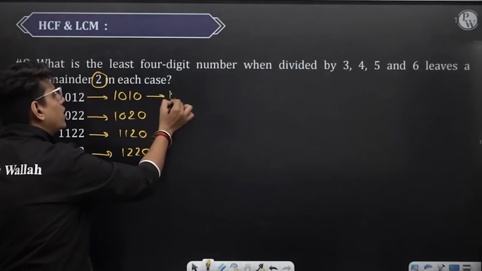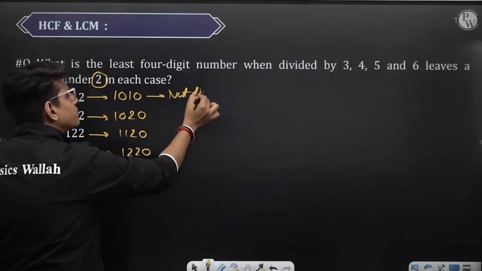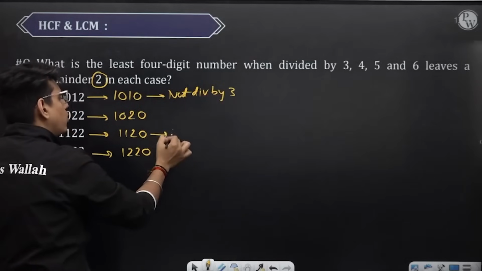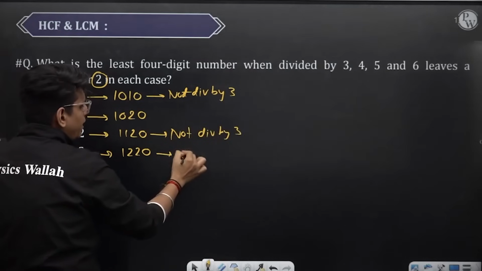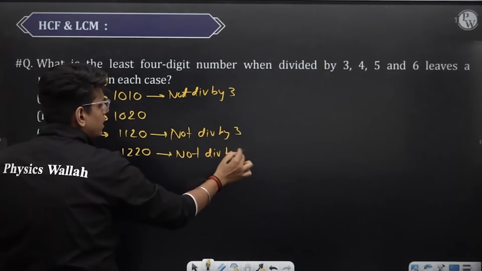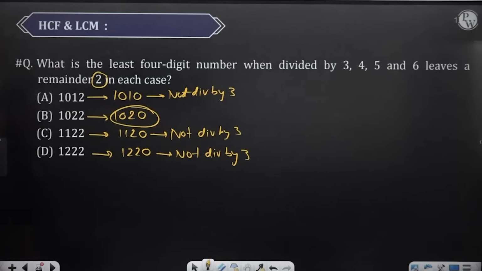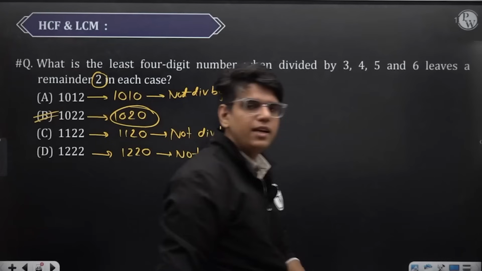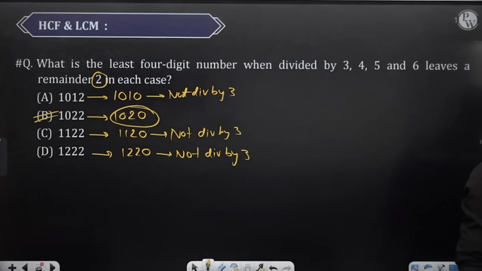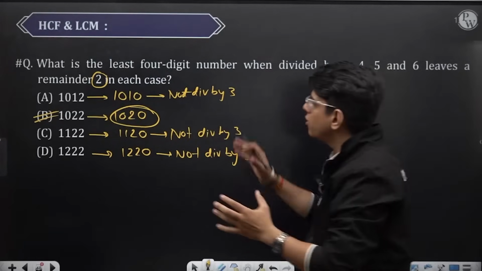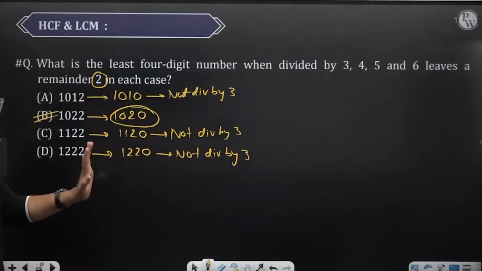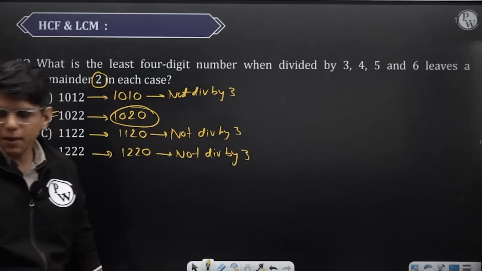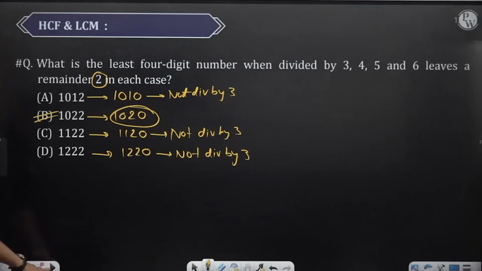This number is not divisible by 3, not divisible by 3, not divisible by 3. So only this is the possibility. Only 1022 is divisible by all these numbers and leaves the remainder as 2. Okay? So sometimes instead of making the problem complex, you can solve by options also. So this is also a good method in such questions. Okay? Next, let's see the next question.